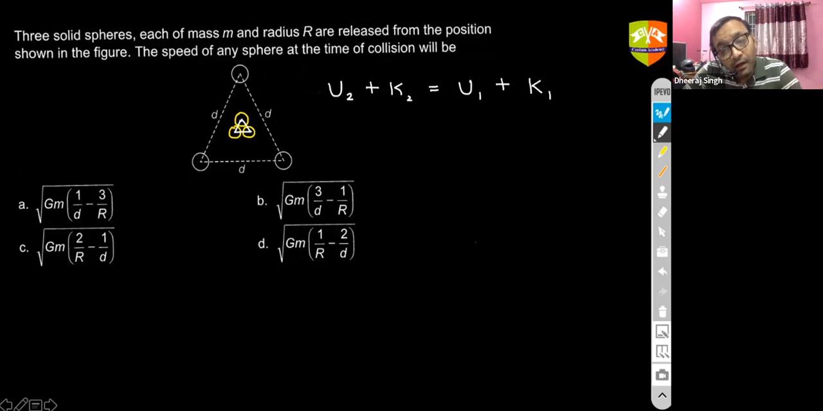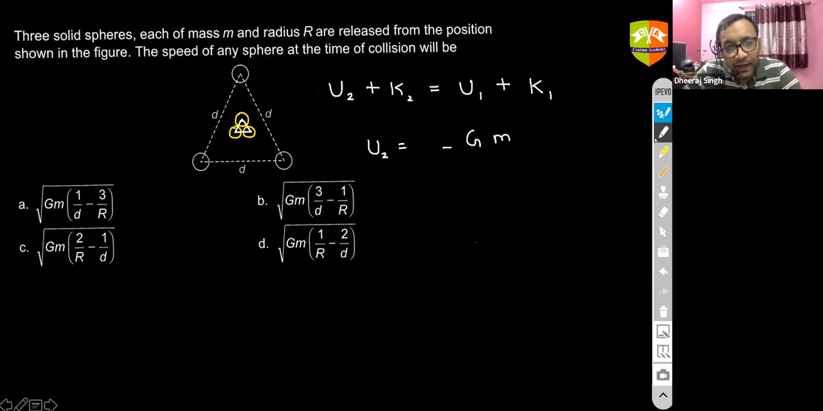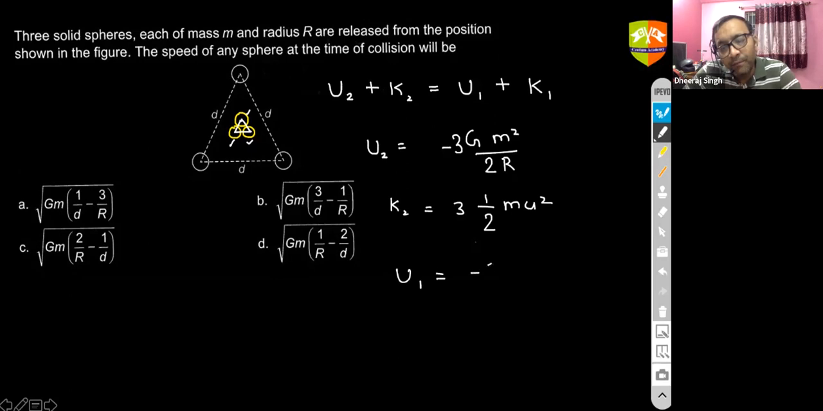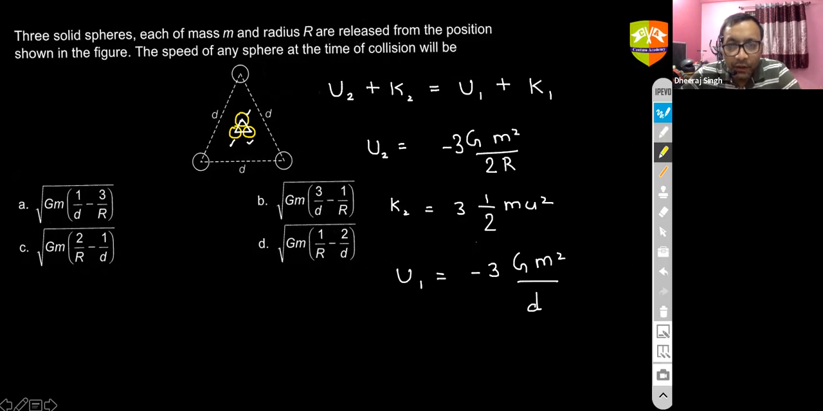So the final potential energy would be minus of G M1 M2, which is M square. Distance between any of the two is 2R. Like that, there are three pairs: between 1 and 2, 2 and 3, 3 and 1. So 3 times of that is U2. K2 is also 3 times the kinetic energy of one of them. This U1 is 3 times the one pair's potential energy. Substitute U2, K2, U1, K1 is 0.